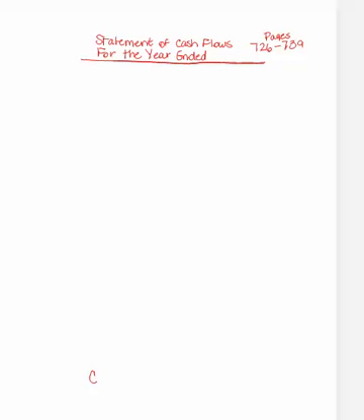The very last line of the cash flow statement says cash at the end of the year. So what you'll do is you'll look at this year's balance sheet to get your end of the year cash amount, and that goes at the very bottom of the cash flow statement. Then one line up, you'll see that you need to put the cash at the beginning of the year.